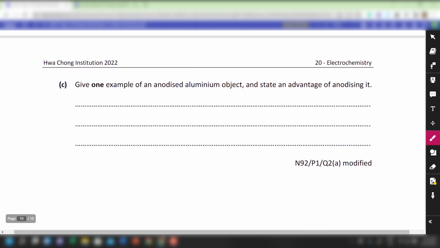Then for part C, give one example of an anodized aluminium object. There are a lot of examples which you can use. For example, window frames, drink cans. You also know that anodizing increases the thickness of the corrosion resistant Al2O3. Remember that Al2O3 is corrosion resistant. I think this is very important. One way to make a material more durable is to ensure that the corrosion resistant layer is thickened. In that case the material will be more long lasting.